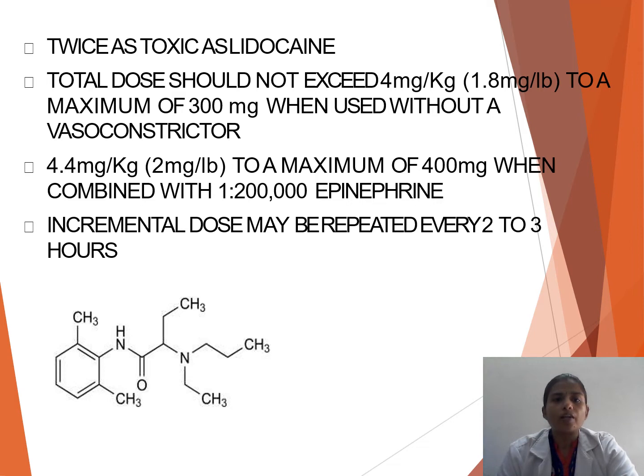Etidocaine is twice as toxic as lidocaine. Total dose should not exceed 4 mg per kg to a maximum of 300 mg when used without a vasoconstrictor, and 4.4 mg per kg to a maximum of 400 mg when combined with 1:2 lakh epinephrine. Incremental dose may be repeated every 2 to 3 hours.